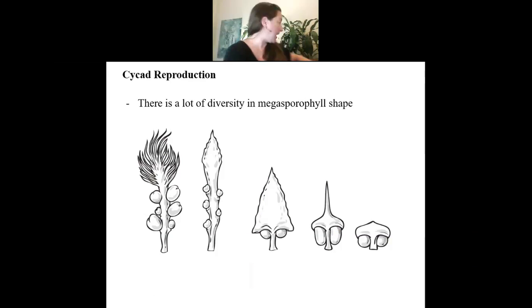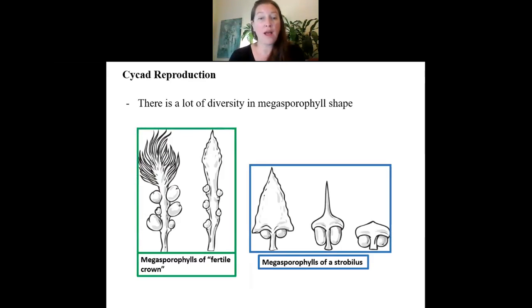So this is what I was getting at: there's a lot of diversity in whether the plant has megasporophylls arranged in a strobilus or a fertile crown. Then there's a lot of diversity in what the strobili look like, if it has strobili, depending on the species. And then there's furthermore more diversity in what the actual megasporophylls look like. The megasporophylls that are in a fertile crown look more like a leaf, and you could see those round things are ovules in all of those cases.